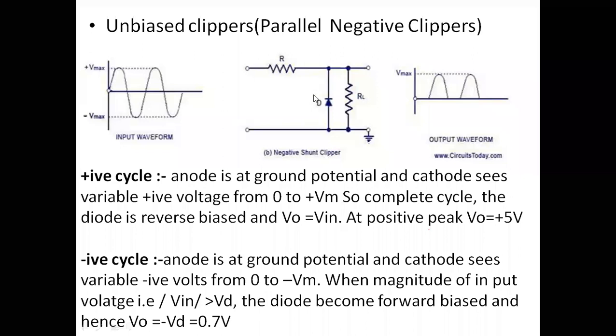If it is at 0, 1, 2, 3, that means you are having a positive cycle. The anode is at zero potential and the cathode voltage is positive. Therefore, definitely the cathode is greater than the anode, so the diode is in the off position. That means we are removing the diode. If we remove the diode, the input goes to the output terminal. Therefore, whatever input comes in the positive cycle appears at the output.